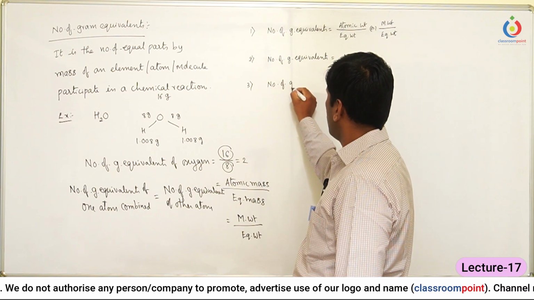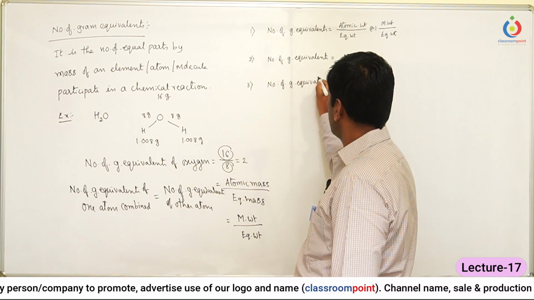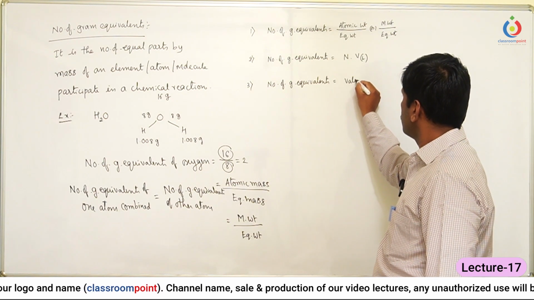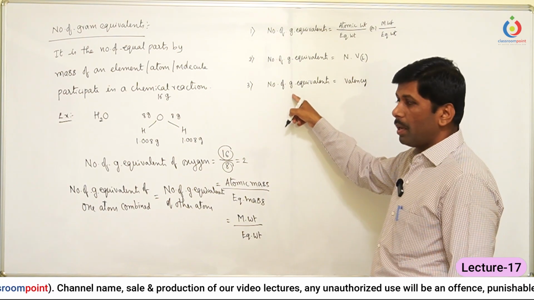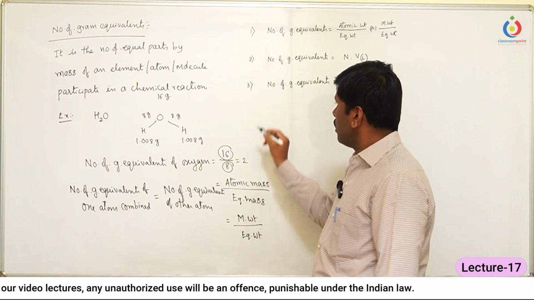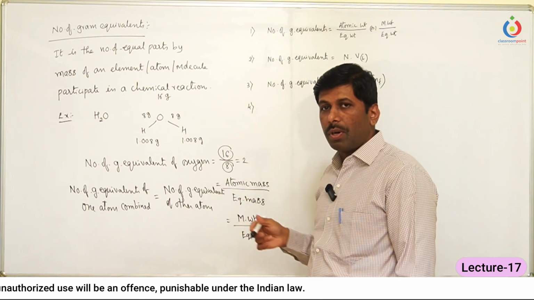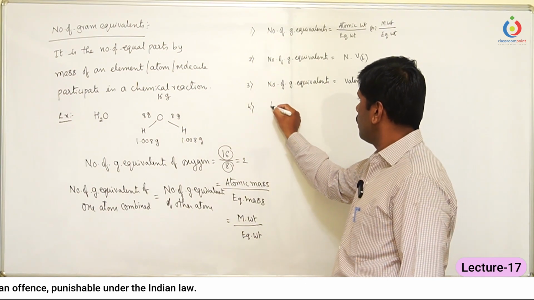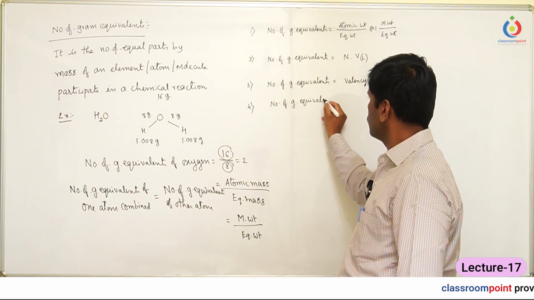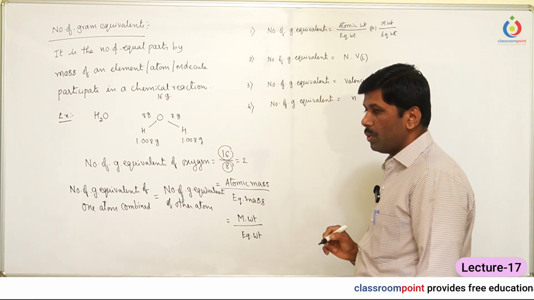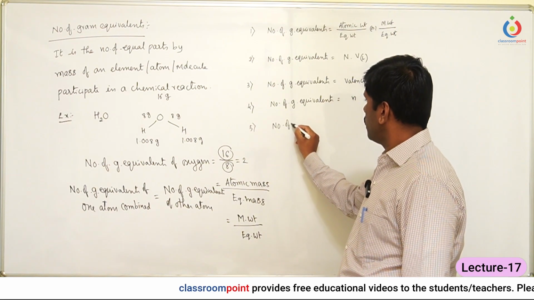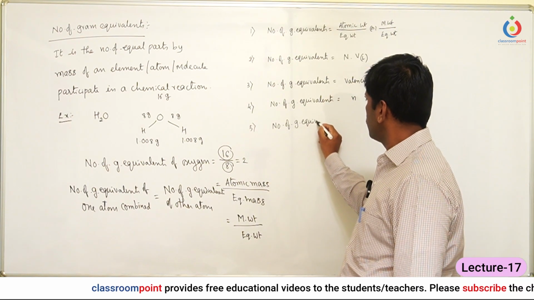Next formula, the number of gram equivalents is equal to valency. You must remember that the number of gram equivalents is also known as the valency, or simply the n factor. We shall see how to use these formulas in solving some questions. The number of gram equivalents is equal to the number of moles into the n factor.